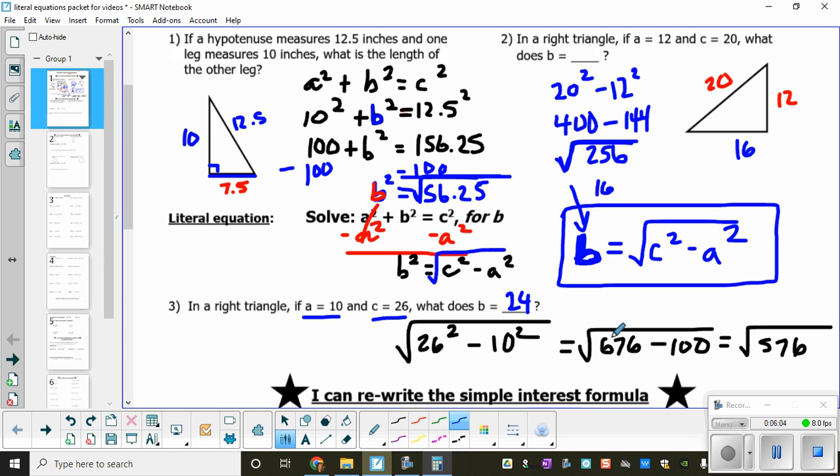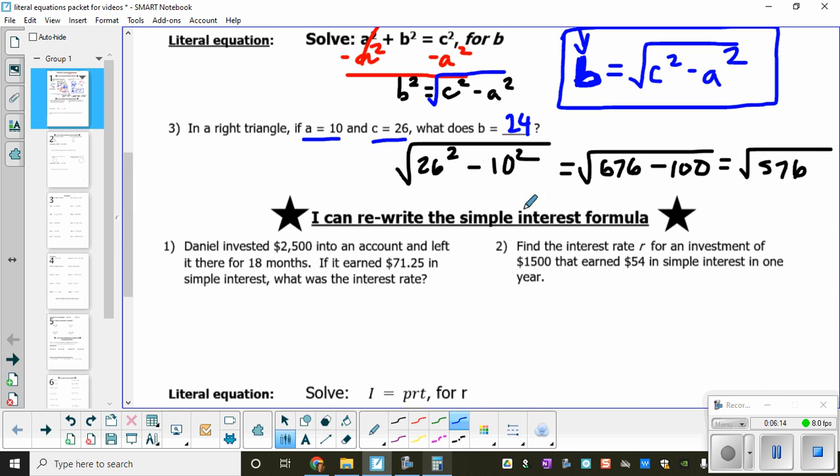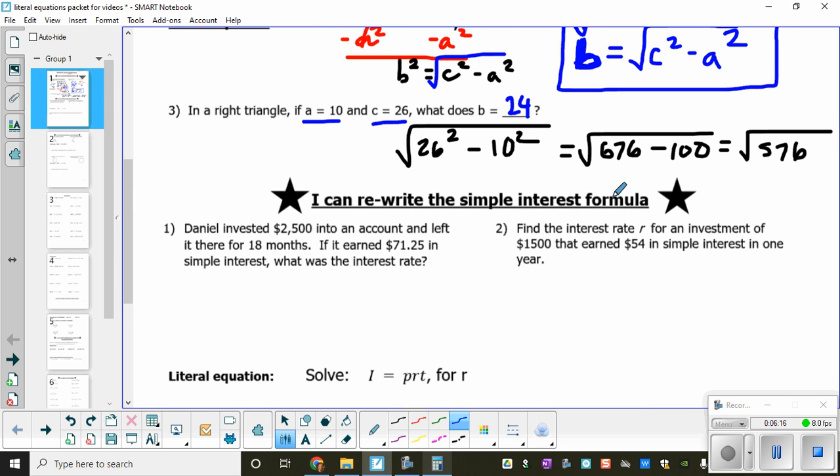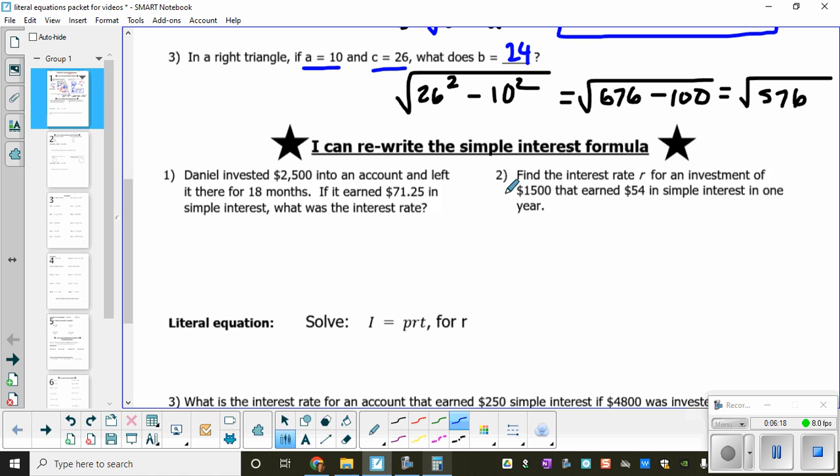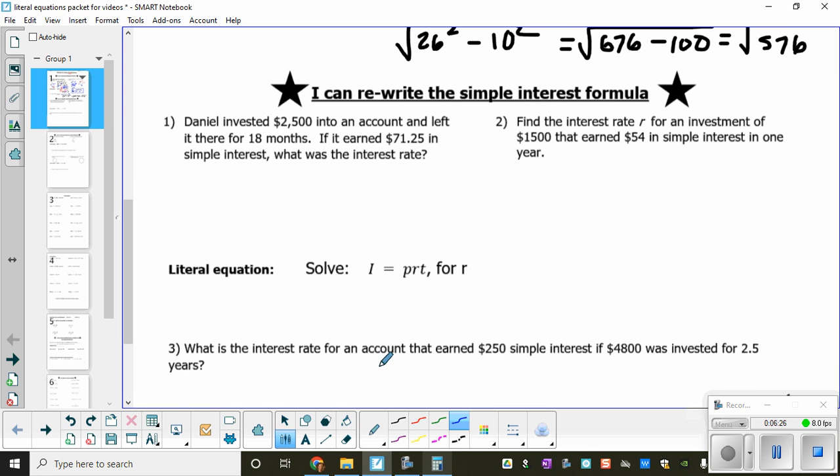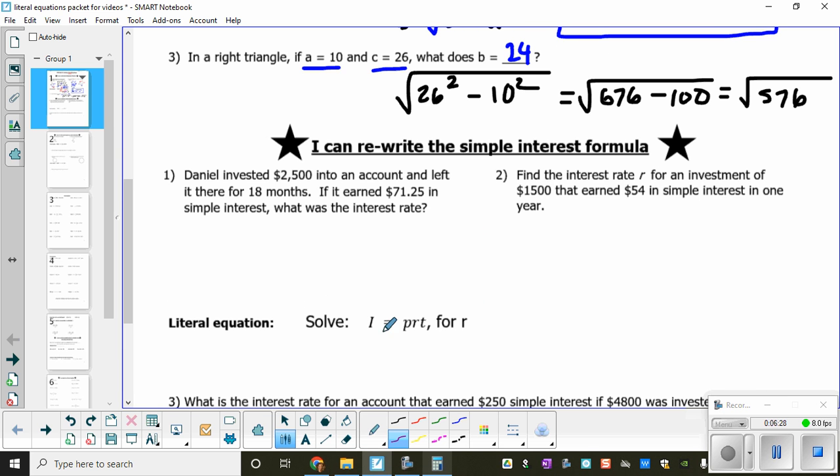So that is the goal of this entire unit, is to learn how to take something that I've given you and to rewrite it for another one of the letters. We have another formula from this school year, the simple interest formula, where I can actually show you again the annoying problems you had to do. And if you actually have this skill of rewriting an equation for a certain letter, these type of problems become much easier.